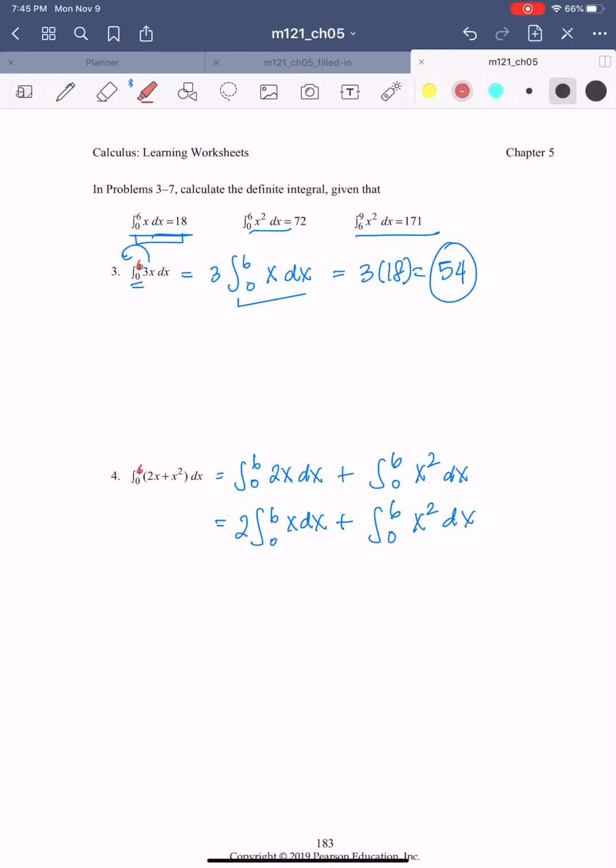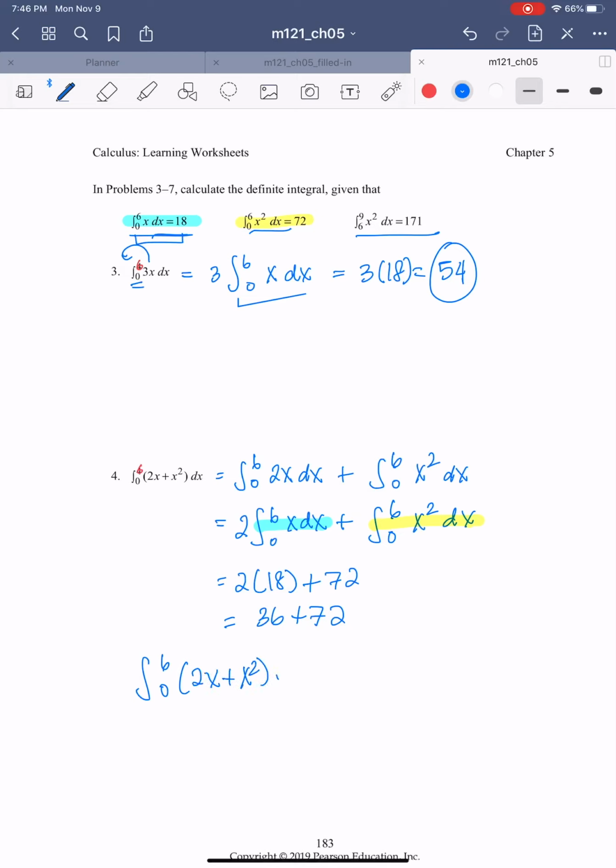And notice that over here, the x squared dx from 0 to 6 is right there. And then I also have the x function, 0 to 6. So I do the simple substitution, 2 times 18 plus 72. So my final answer will be 36 plus 72. So my whole integral from 0 to 6 of 2x plus x squared dx will be 108.